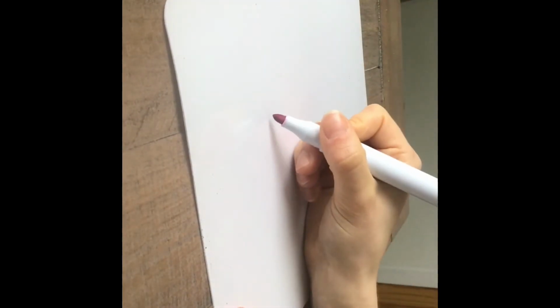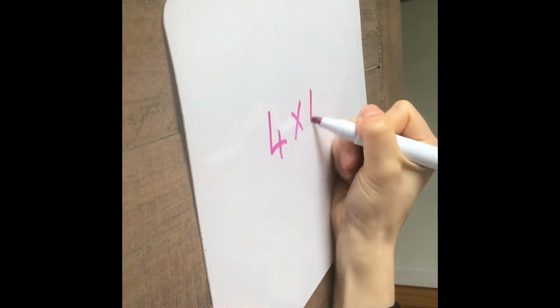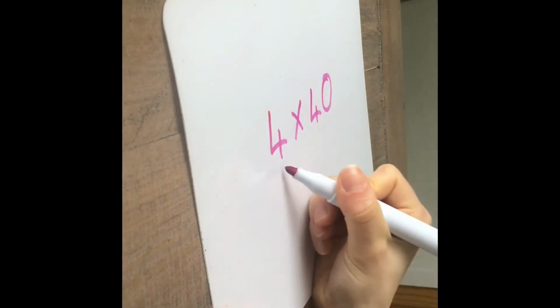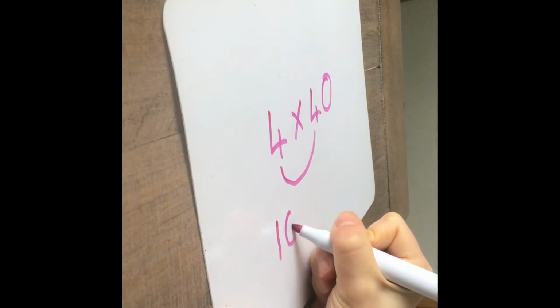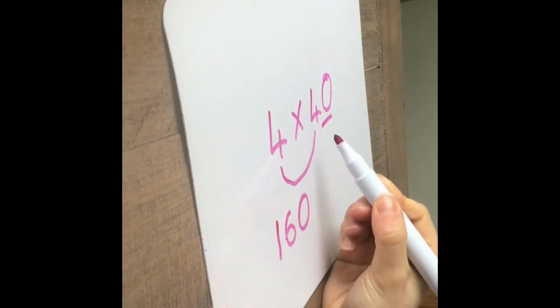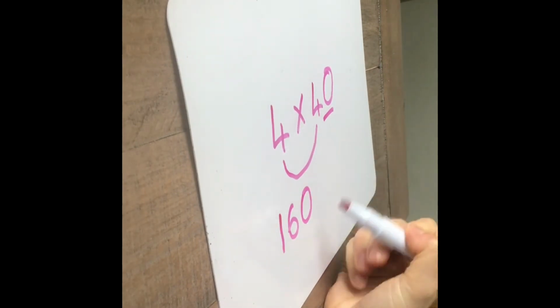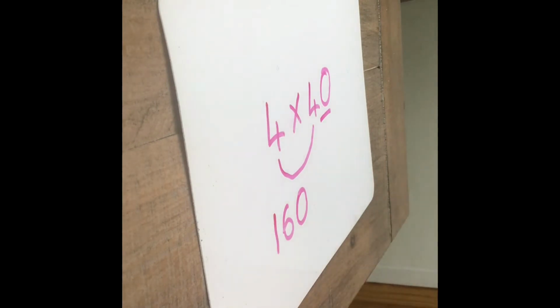If I wanted to do, say, 4 times 40, draw a smile from the 4 to the 4. 4 times 4 is 16. How many zeros have we got? We've got 1. So 4 times 4, 16, put a 0 on the end, we get 160. Now the reason that is, is because we know 4 times 4 is 16. So if we're multiplying by 40, it's going to be 10 times that amount, which is 160.